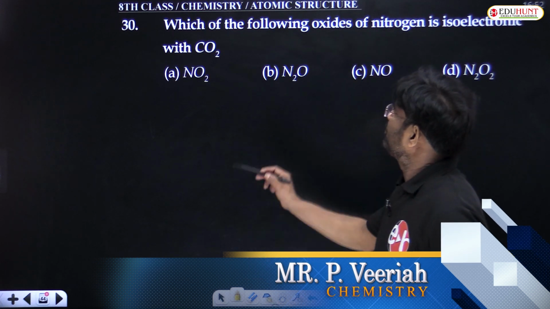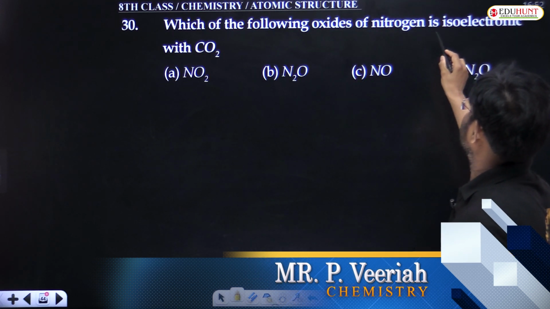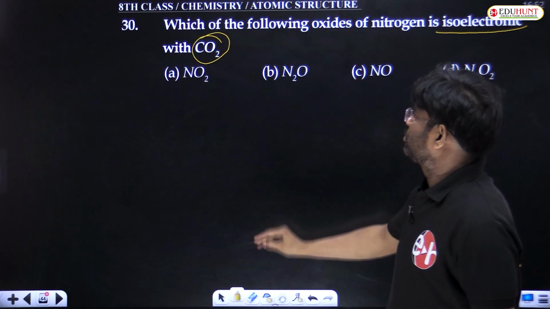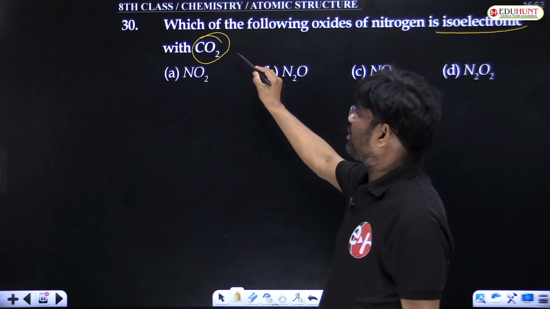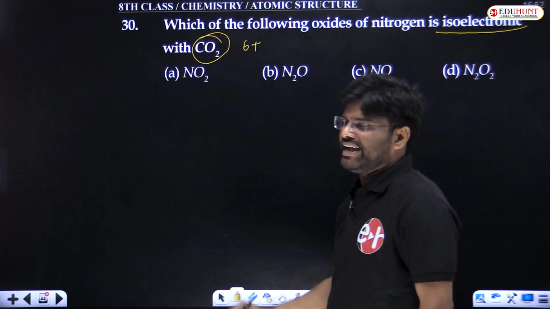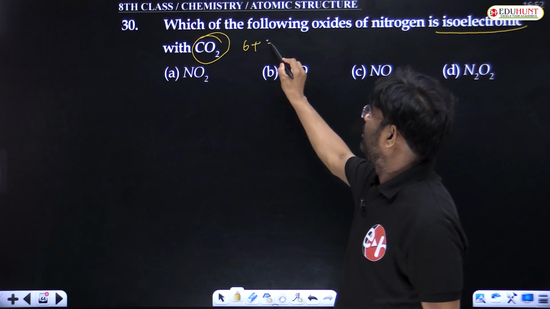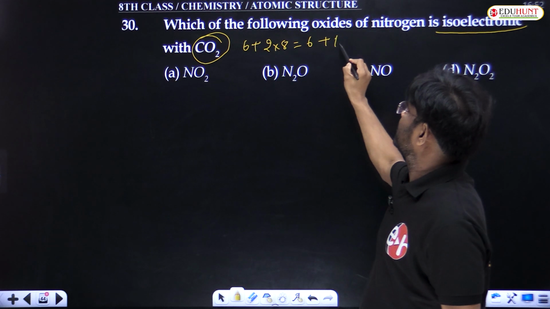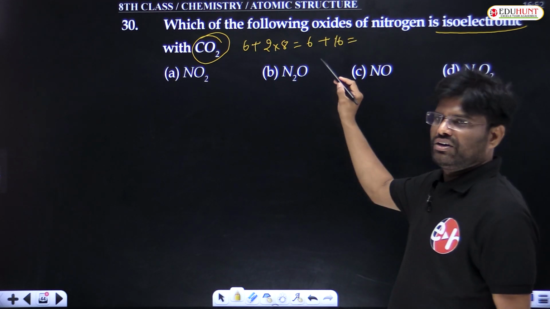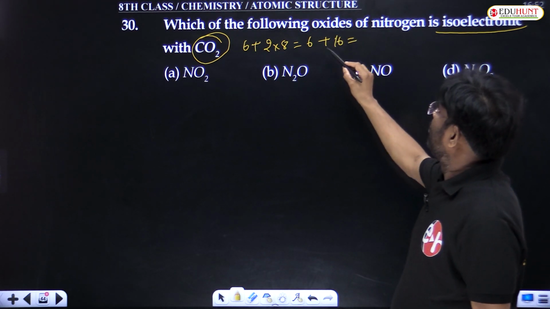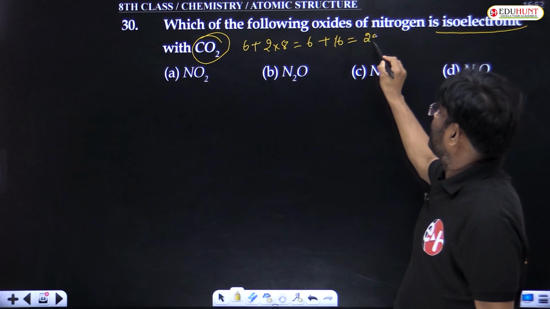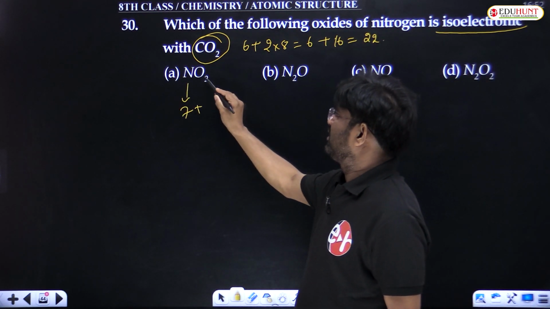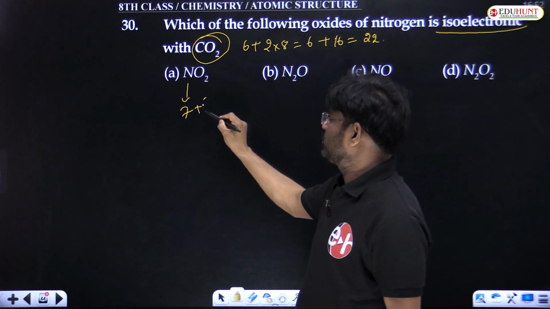30th question: which of the following oxide of nitrogen is isoelectronic with CO2? CO2 has how many electrons? Carbon atomic number 6, oxygen 8, so 2 into 8 is 16. 6 plus 16 is 22 electrons. Here nitrogen is 7, 7 plus 2 into 8, how much?